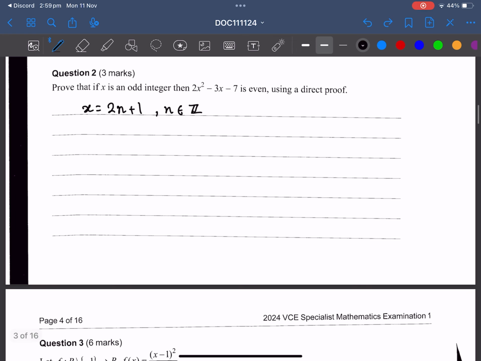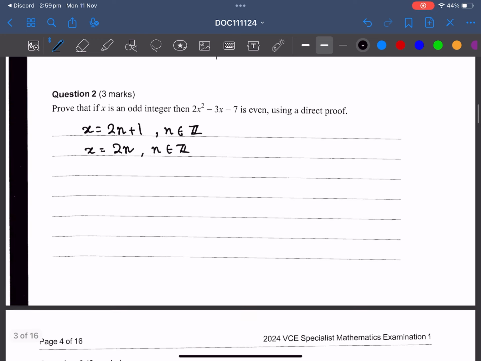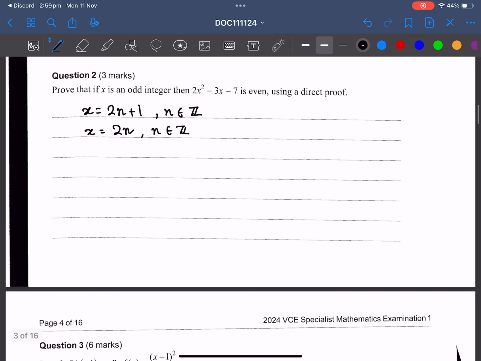So now the second thing we know is that if you want just an even number, we need 2n, where again n is an integer. So no matter what the number is, odd or even, if you multiply it by 2, we'll get an even number, which makes sense. Okay, now we just simply substitute. Well, let me write it down. So this is for odd, and this is for even.